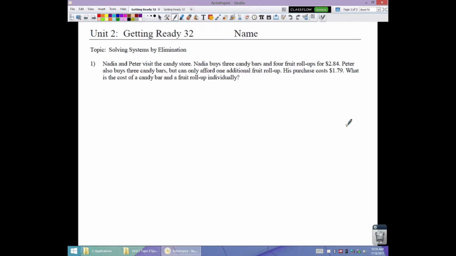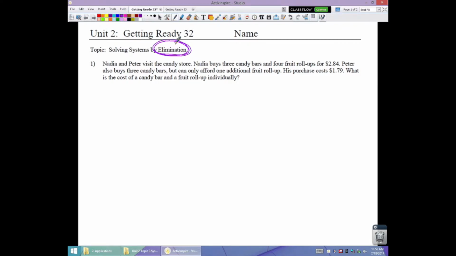All right, getting ready 32. We only have two problems to do here. They're both word problems, scenarios, and we need to use the elimination method, okay? We're not using substitution or graphing, we're using elimination.